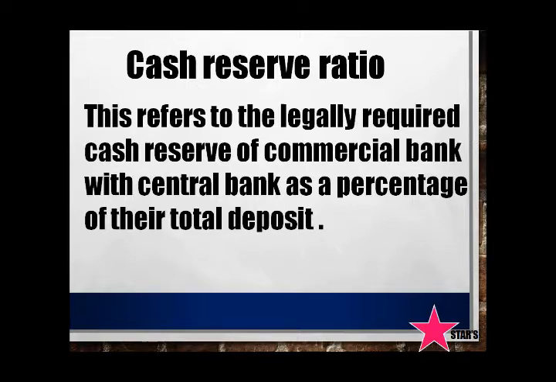So cash reserve ratio. To correct the situation of excess demand, CRR is increased. This reduces the capacity of commercial banks to create credit. Therefore, availability of credit in the market will also reduce accordingly. Aggregate demand reduces. And to correct the situation of deficit demand, cash reserve ratio is decreased. This increases the capacity of commercial banks to create credit. Therefore, availability of credit in the market will also increase. Accordingly, aggregate demand increases. So this refers to the legally required cash reserve of commercial banks with the central bank as a percentage of their total deposit.